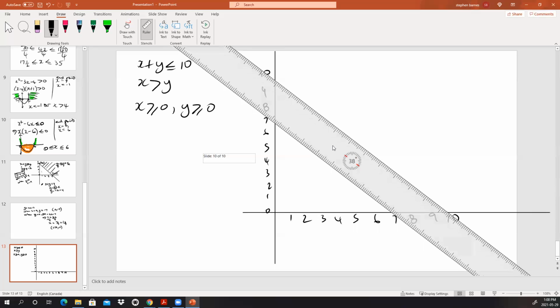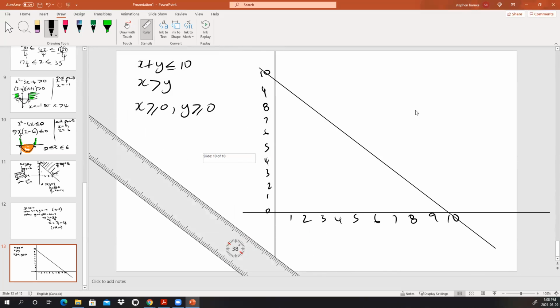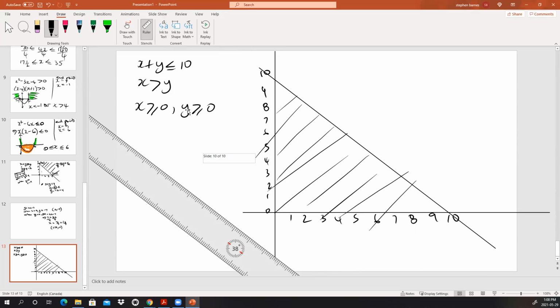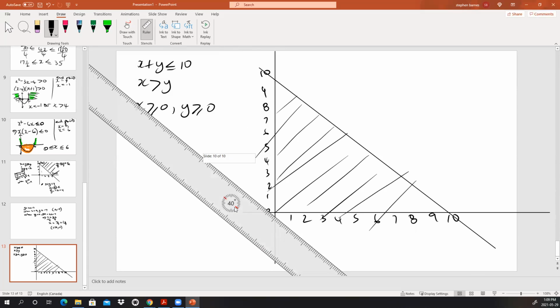Let me make an attempt. All right. And if it's less than 10, then the region is over this side. Right, so somewhere here. And then we have X is greater than Y. So we know that X equal Y is a line through the origin, a diagonal line through the origin.